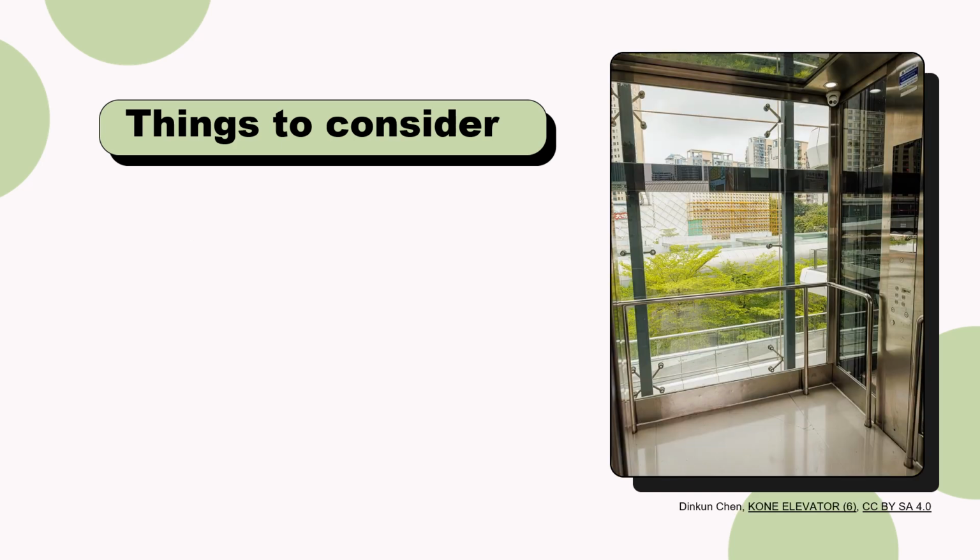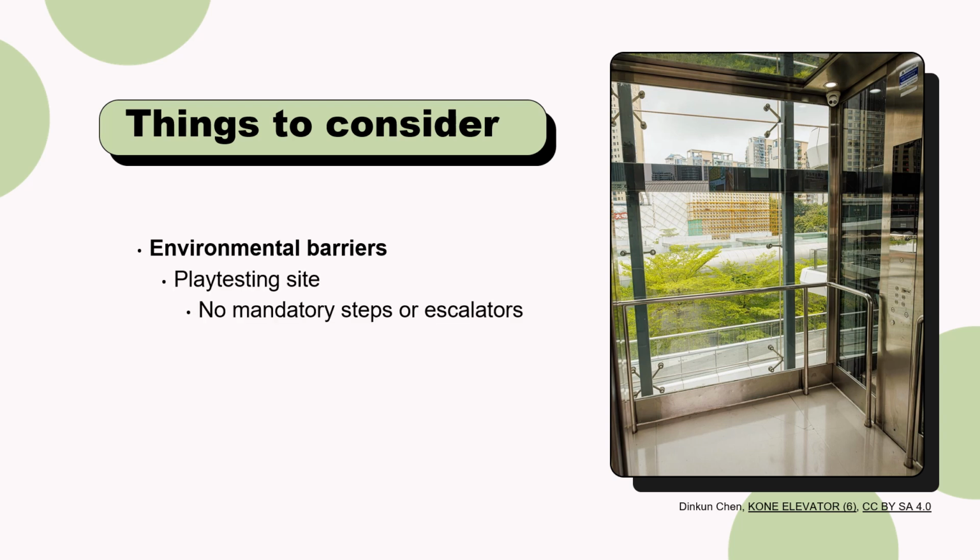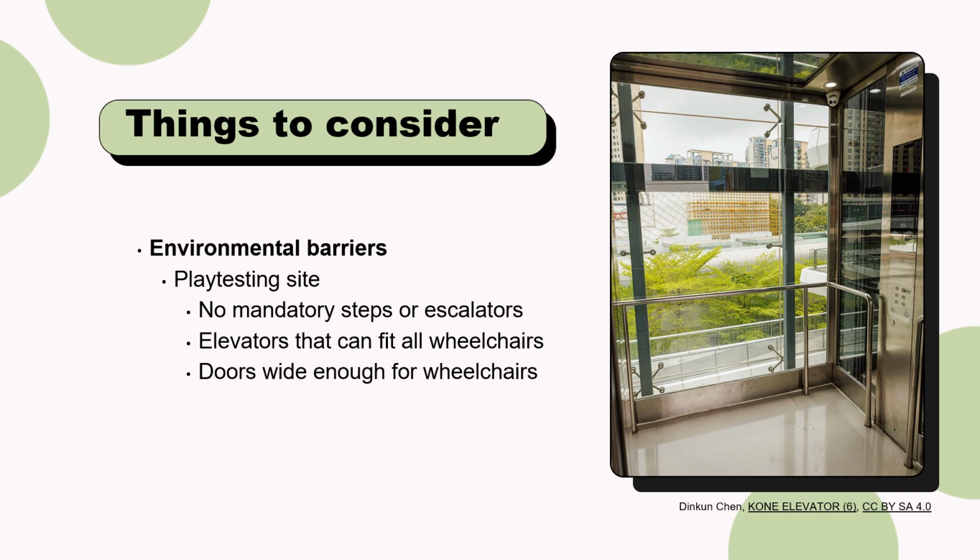Next, inspect the space the playtests are supposed to be conducted in. In order to enable as many people as possible to access the building, there should be no mandatory steps or escalators, but elevators that can fit all wheelchairs, including power chairs. All doors need to be wide enough for these type of wheelchairs too, as does the space between furniture and test booths. The same applies to emergency exits. If the entire building is wheelchair accessible except for these exits, you put people's lives in jeopardy.